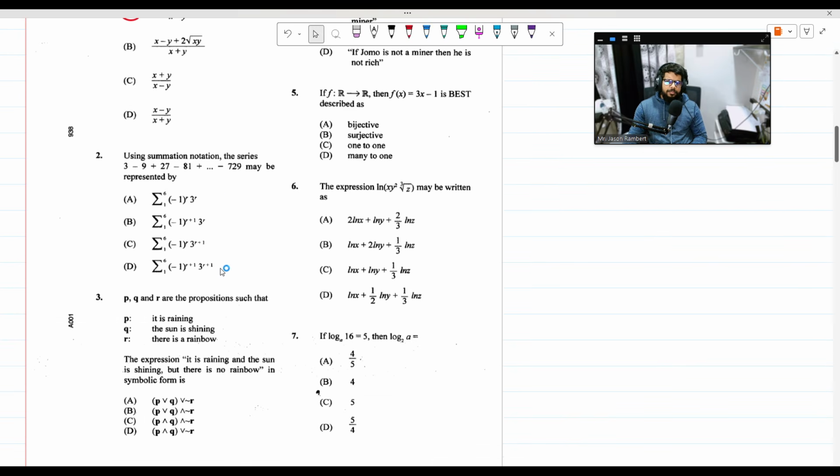Question 2, brand new question. Using summation notation, the series may be represented by. So we can do a couple of things here, right? We can actually expand out each of these series to see if we get 3, minus 9, 27, and so on. All of them have an alternating factor. So the easiest thing is really to check and see which one of the summations will give it.